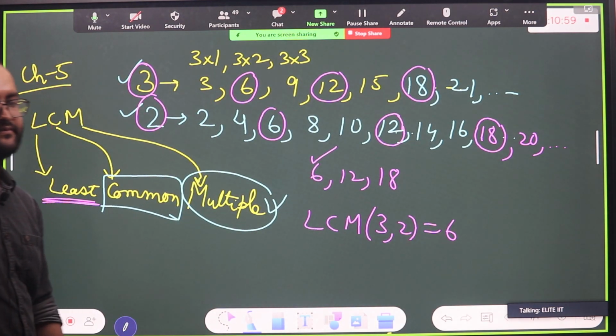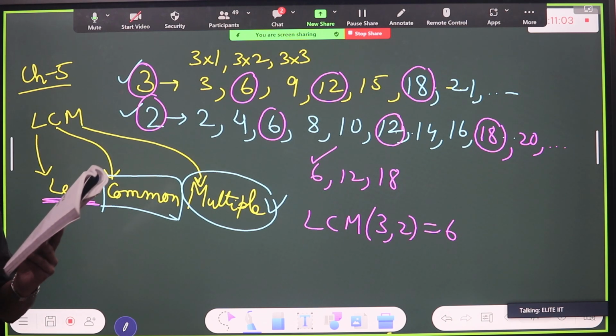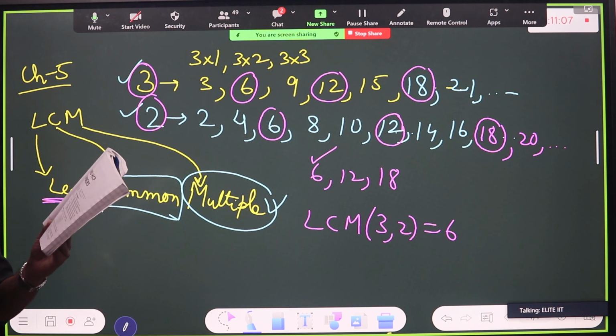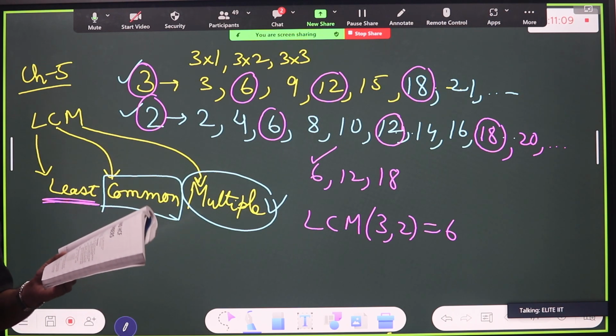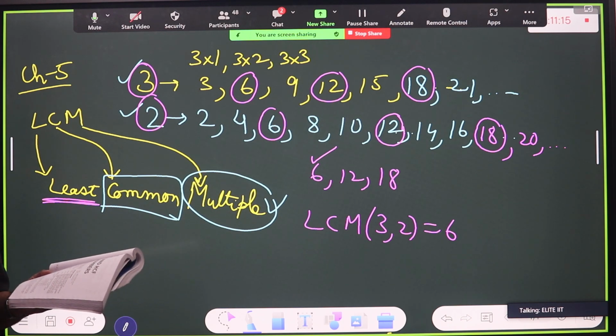Is it clear? Is the concept of LCM clear? You can similarly find the LCM of more than 2 numbers as well. Is the concept clear, everyone? Anybody has any doubt? I'm asking again and again.